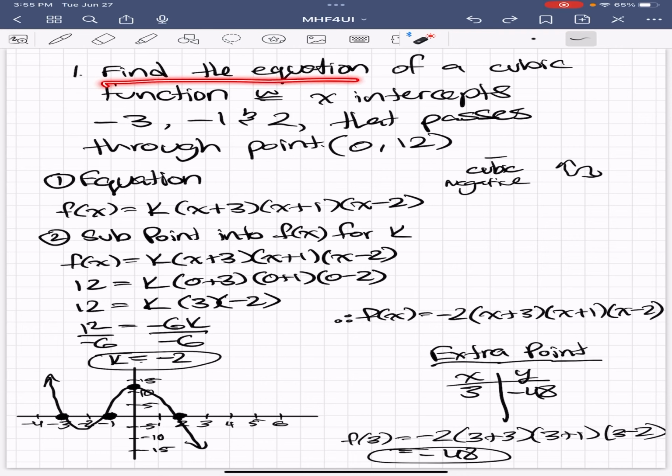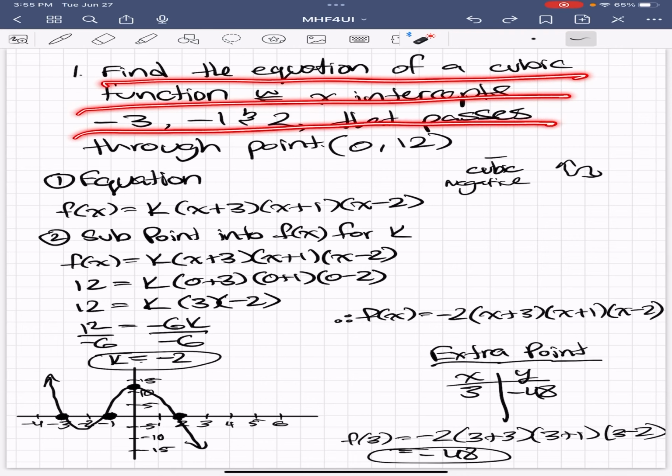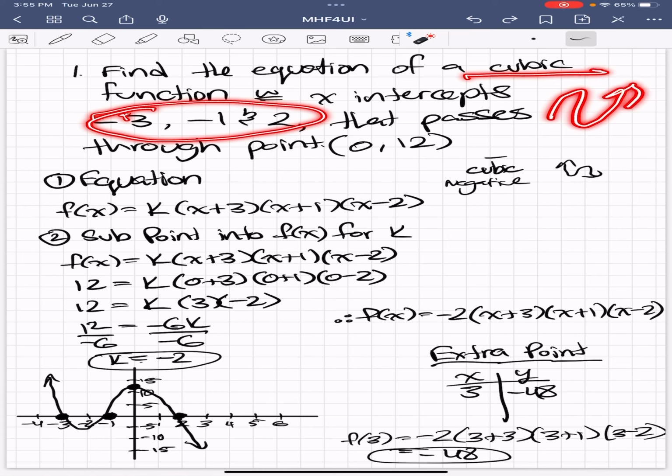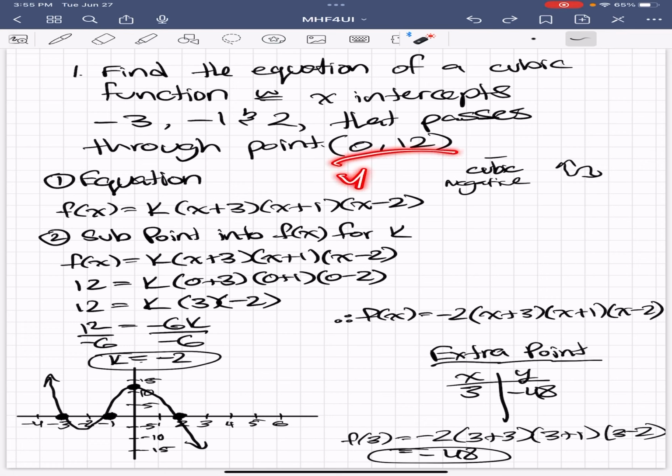Find the equation of a cubic function with x-intercepts -3, -1, and 2 that passes through the point (0, 12). So as you can see, we have 3 x-intercepts, making it a cubic function. A cubic function will have the shape of this, unless k is negative, in which case it will be reversed. And we have our y-intercept (0, 12).